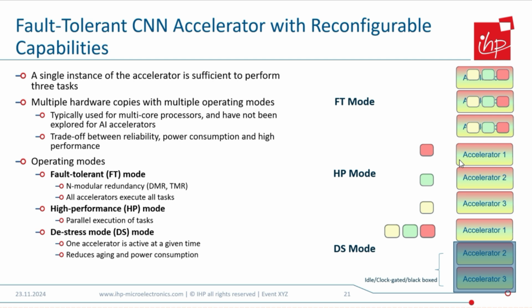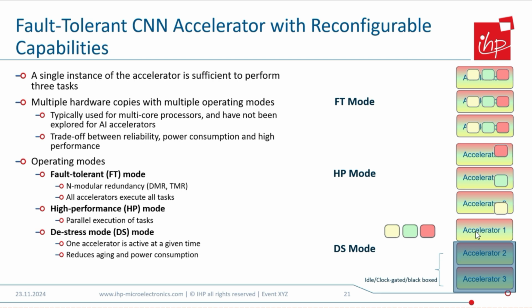And this leads to a 2x reduction in the latency. The third is the de-stress mode, or aging aware mode. In this, only one accelerator is active at a given time, and the other two accelerators are either idle, clock gated, or black boxed in FPGA terms. In this way, you are able to reduce the dynamic power of the design.